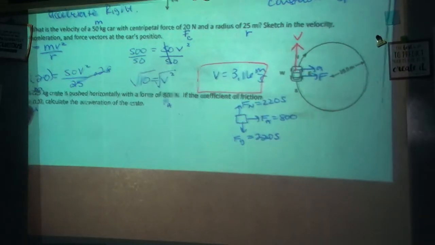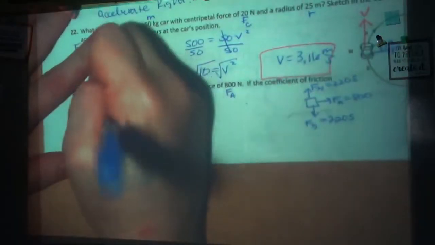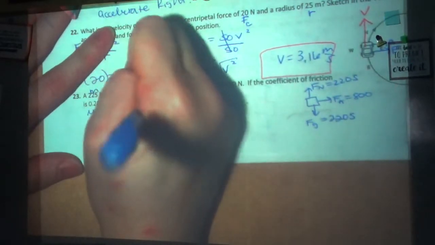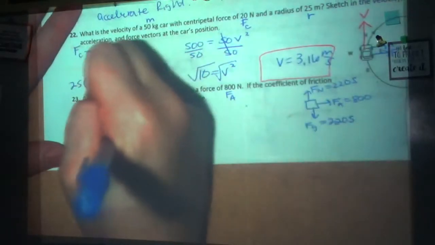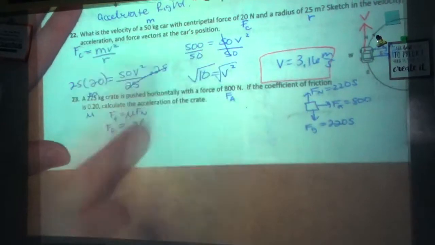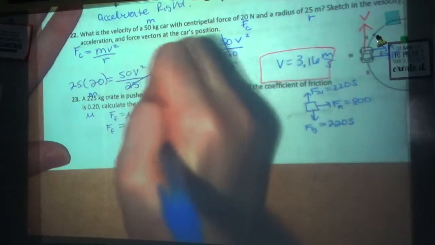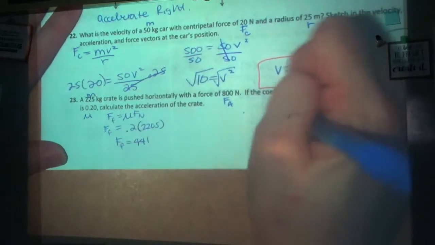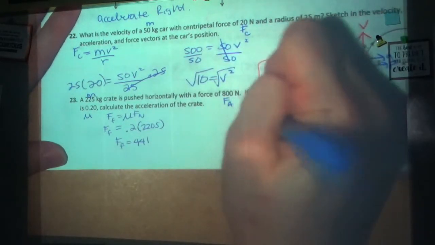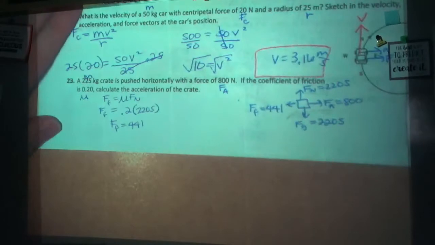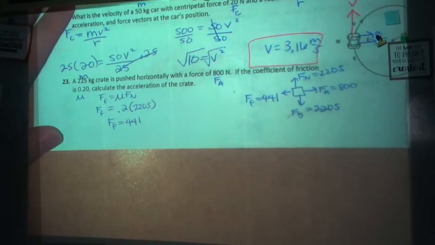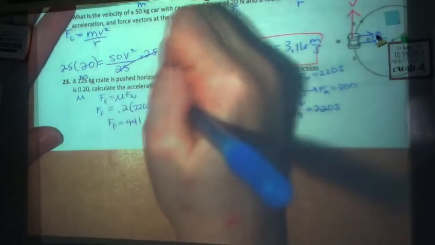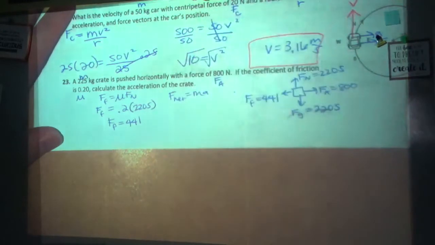Now, I gave you the coefficient of friction. If you know mu, you can plug in and find the force of friction. So force of friction is just mu, which was 0.2, times the normal force, the 2205. So that gives me my force of friction is 441. Now I have enough to put that in my diagram. And what I'm asking for is the acceleration of the crate. In order to find acceleration, you need the net force, because then that's ma.